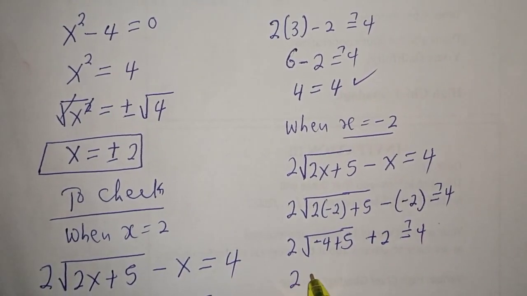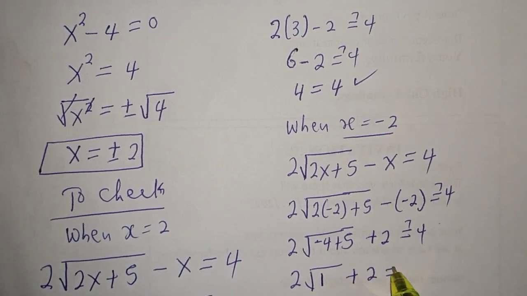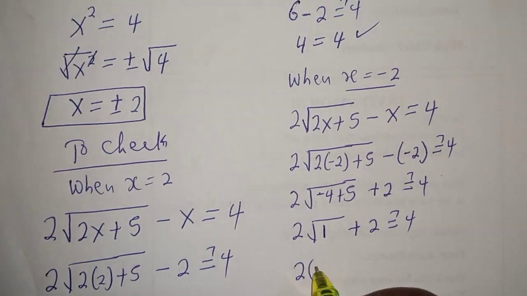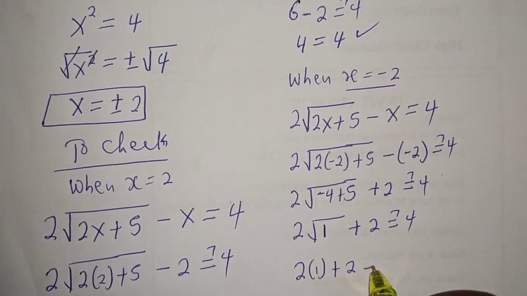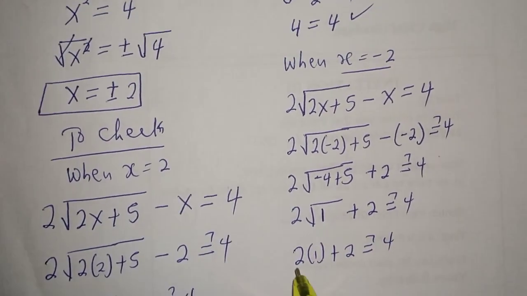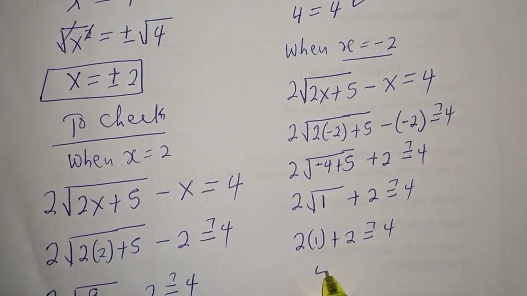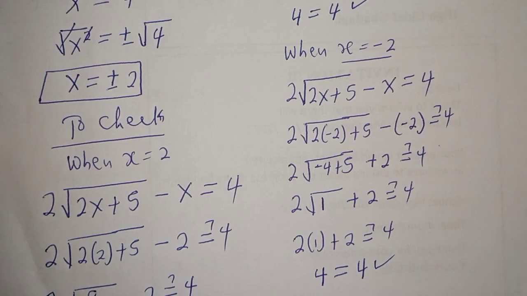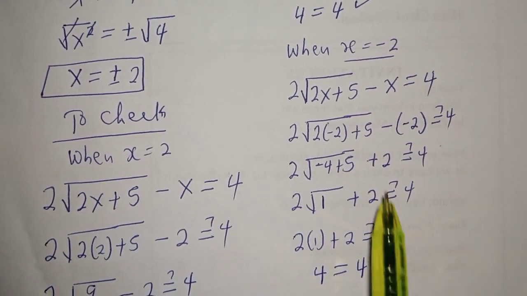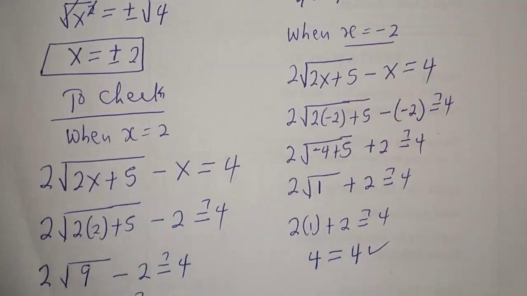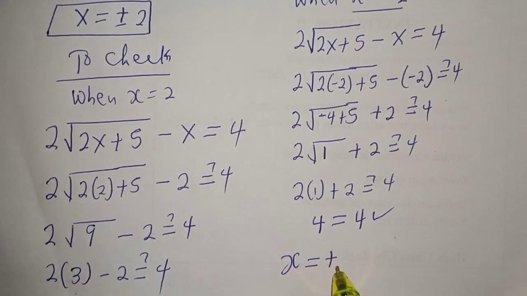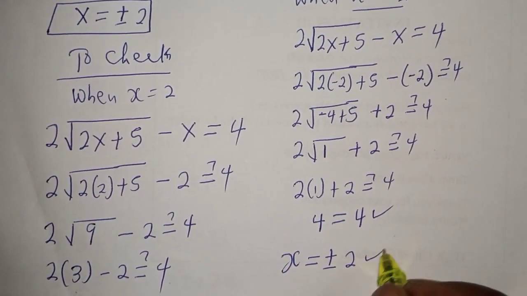Here is 2 square root of 1 plus 2 must be equal to 4. So this is 2 bracket 1 plus 2 must be equal to 4. Then 2 times 1 is 2 plus 2, 4 is equal to 4. This also satisfies the given equation at x is equal to minus 2. Therefore, our answer x is equal to plus or minus 2 is true.